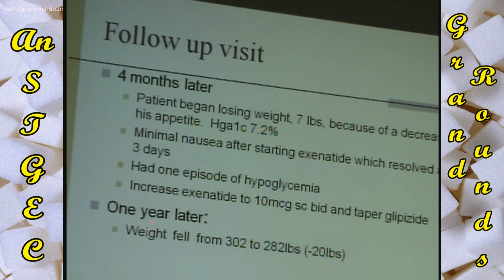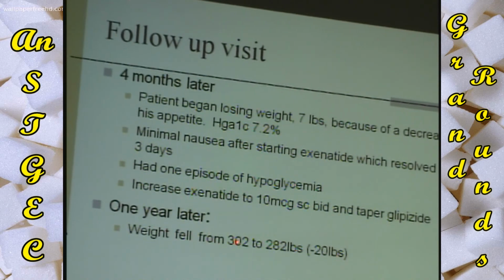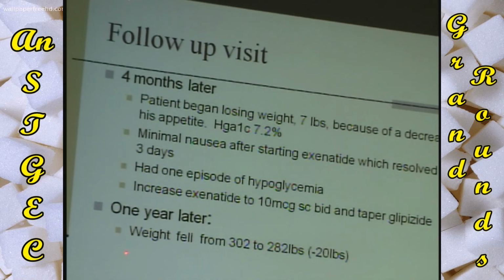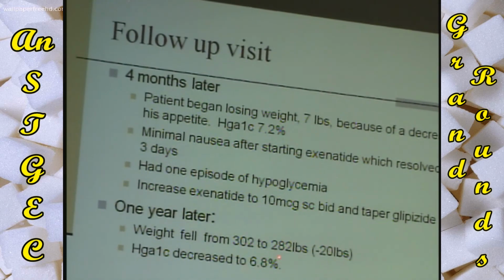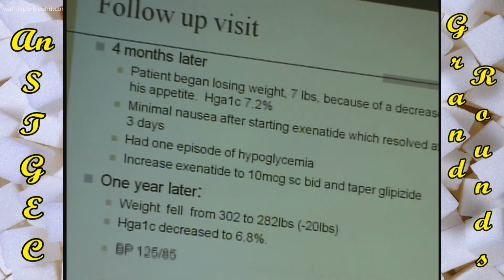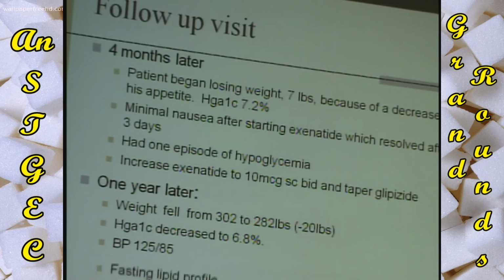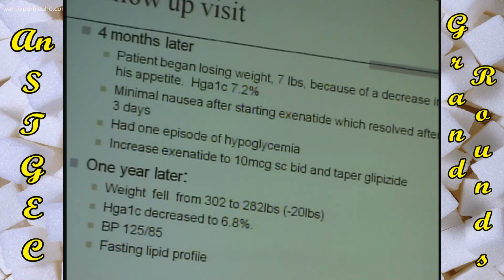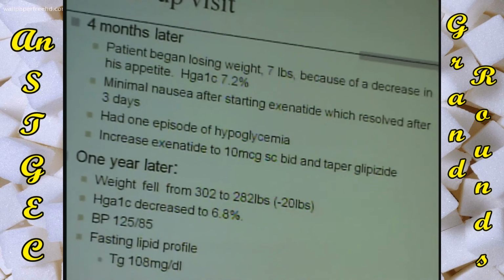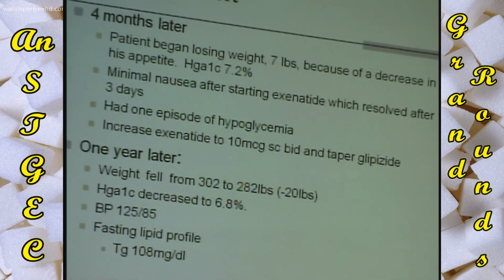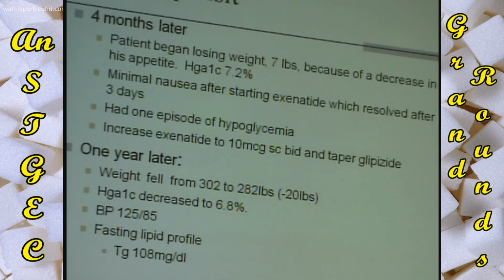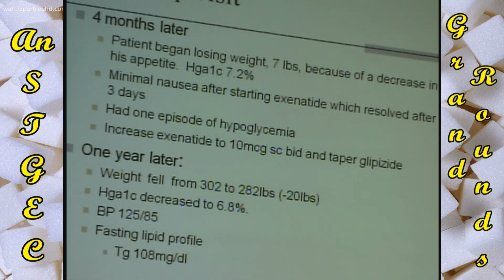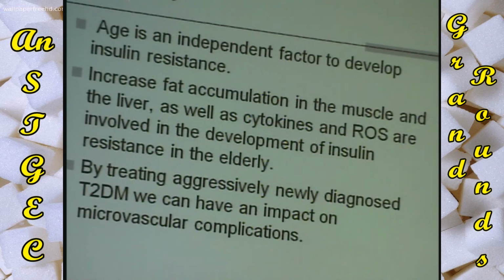1 year later, weight has fallen from 300 to 282. The hemoglobin A1C decreased to target. The blood pressure is good, and the fasting lipid profile is improved because as the sugar improves, the triglycerides improve. So you don't need to add another medicine. You just need to get to target on hemoglobin A1C.